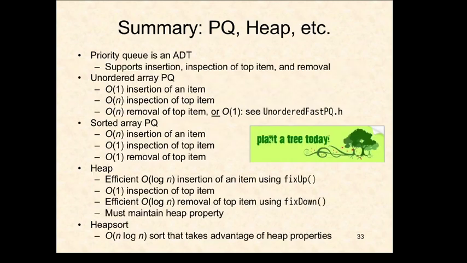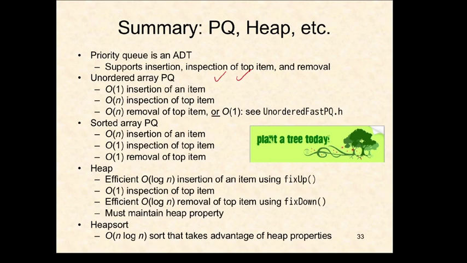Now, overall summary, this is important too. We're going to come back to the one last thing you need in a minute. So the priority queue is an abstract data type. We can build a priority queue in multiple ways. We can do an unordered PQ. This one, we gave you the code for it. We gave you 2 codes for it: unordered PQ and unordered fast PQ.